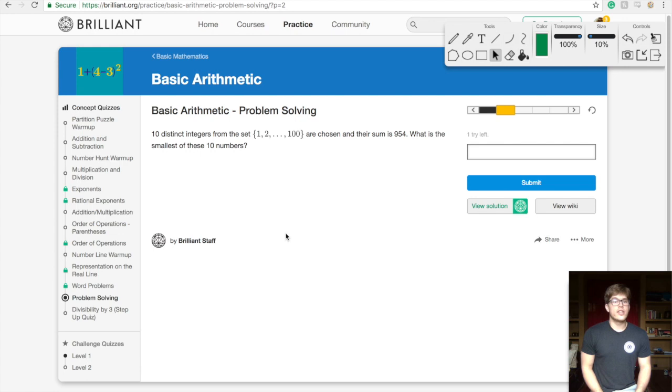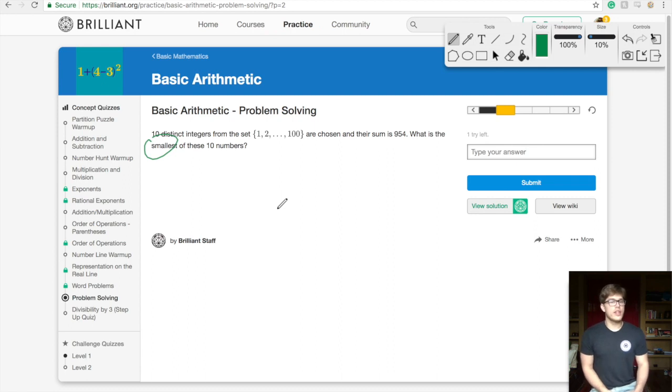10 distinct integers from the set 1 to 100 are chosen and their sum is 954. What is the smallest of these 10 numbers? Okay, so the question is saying if we add 10 different and distinct integers between 1 and 100, and these 10 numbers sum to 954, what is the smallest of these 10 numbers?